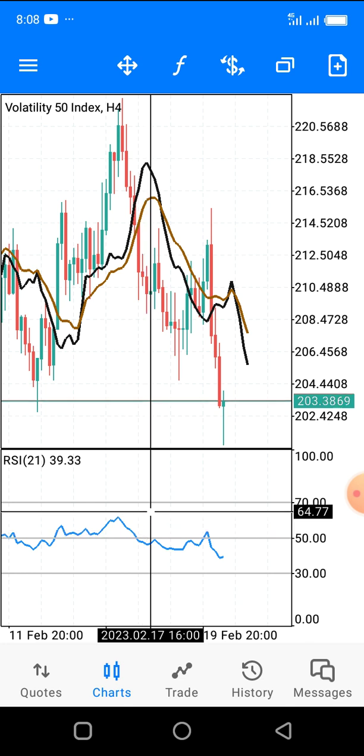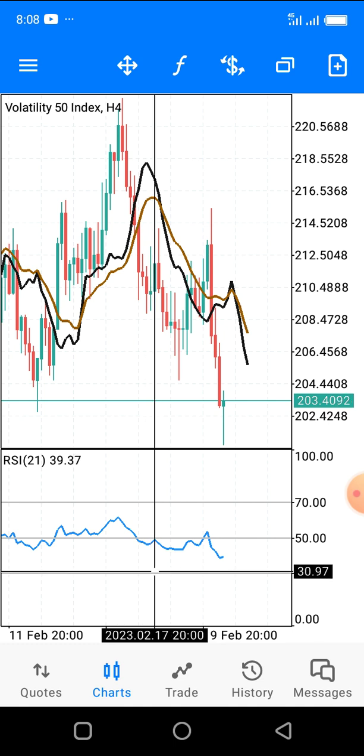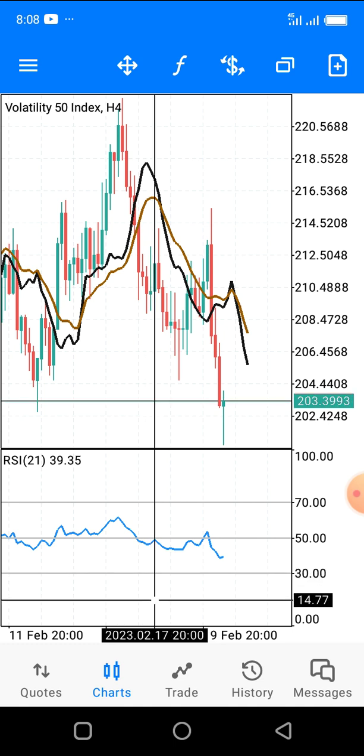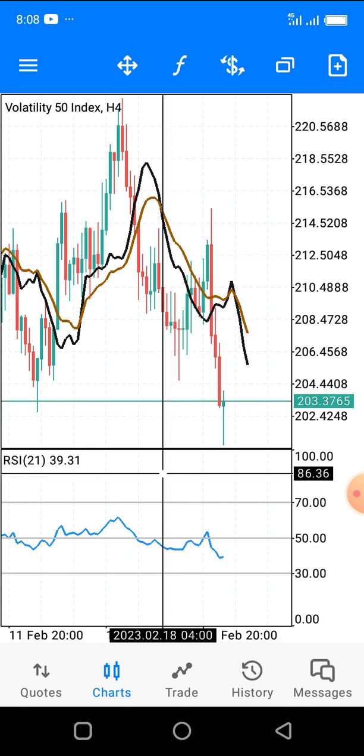Above 50 going to 70 means it is strong buy. Below 50 going to 30 means it is strong sell. Below 30 means it is oversold. Above 70 means it is overbought, and in this kind of situation you might have to close that trade, as the market might reverse to the opposite direction.